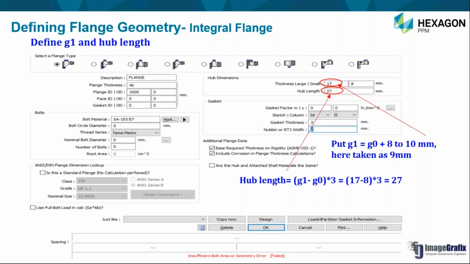If it is more than that, then naturally your hub length will become more. Let's say it is 20 mm. So 20 minus 8 becomes 12, multiplied by 3, so it becomes 36. So your hub length becomes 36. That is acceptable by code because it is meeting all the requirements: your radiography requirements, your access point of view, and also practical point of view.